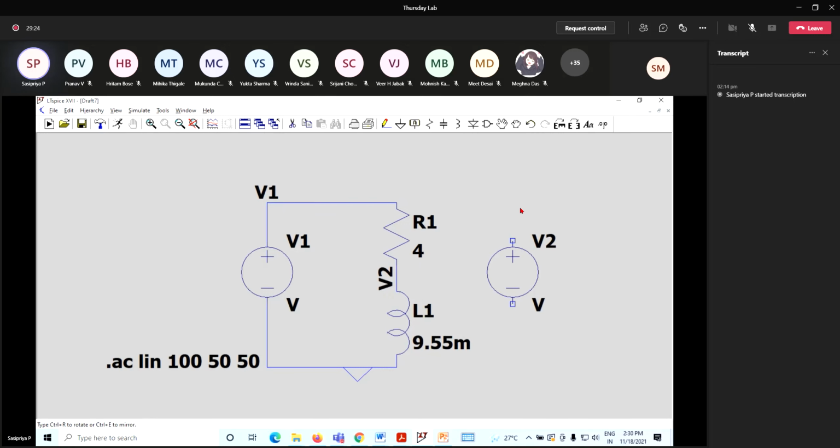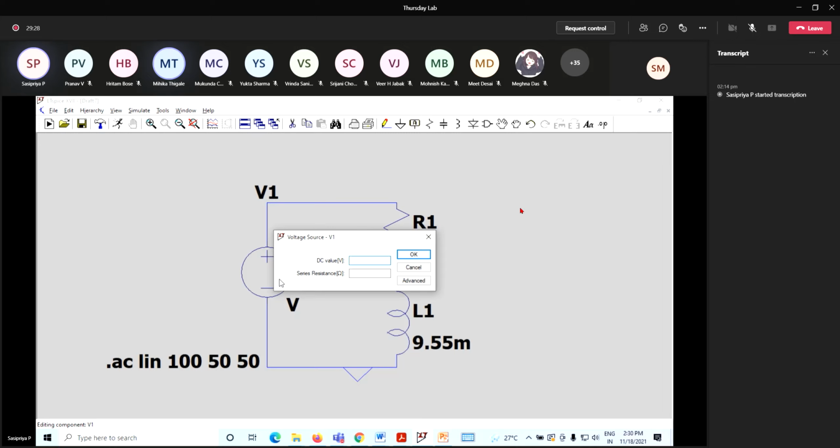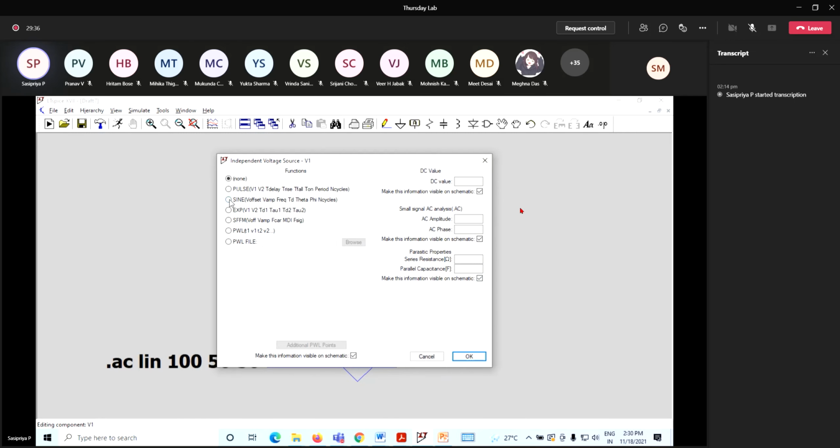Okay. So I connected a voltage source. Now right click. See, generally it's a DC source. When I want to go for a different type of voltage source, click on advanced. So here choose sine.